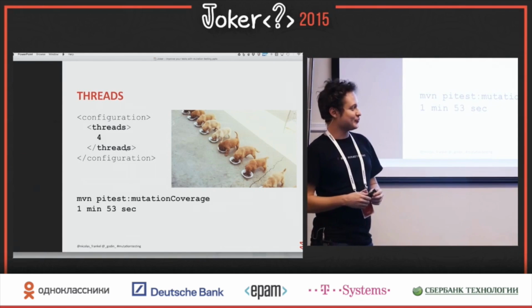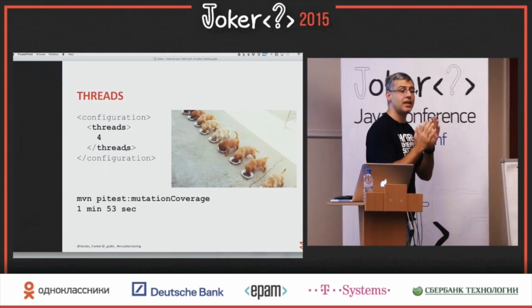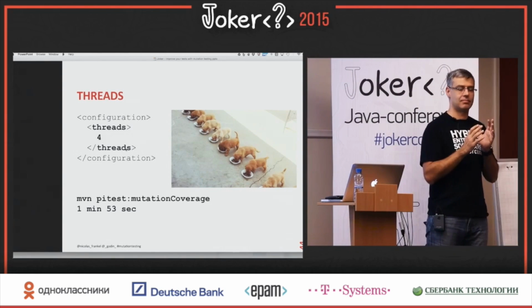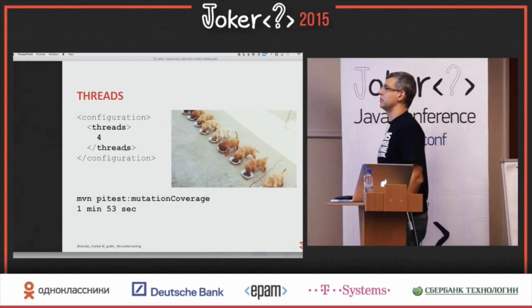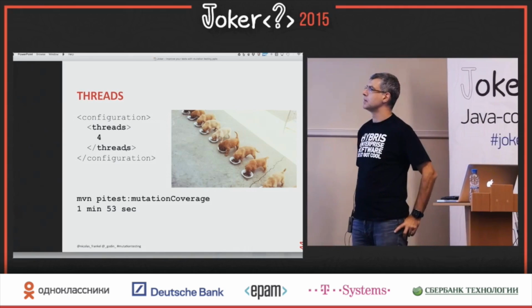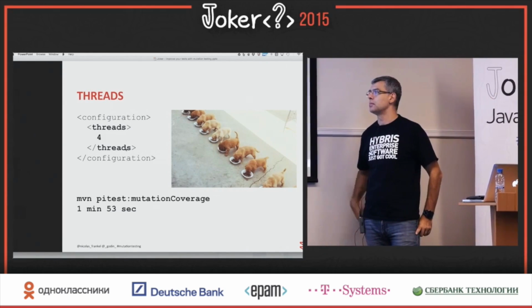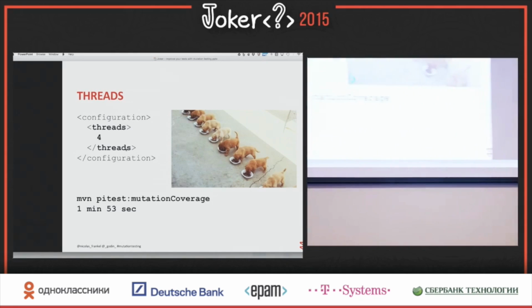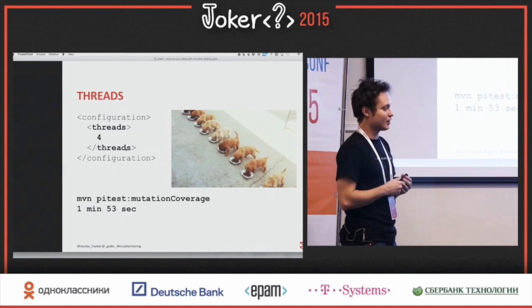You just increase the number of threads and hope that your unit tests are really well isolated. Which should be the case for unit tests. So for exactly the same code base, I redid the tests with 4 threads, which is equal to the number of physical CPUs on my laptop, and it went down to 1 minute 53 seconds.